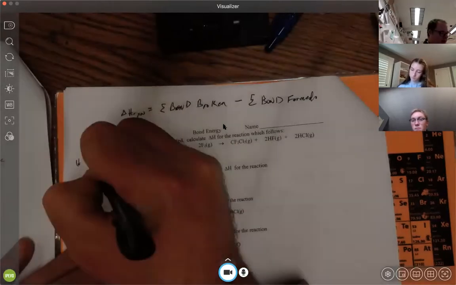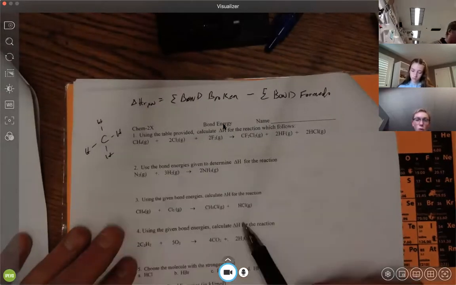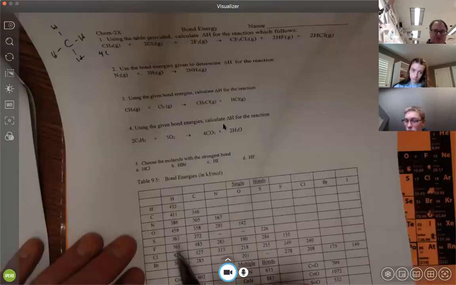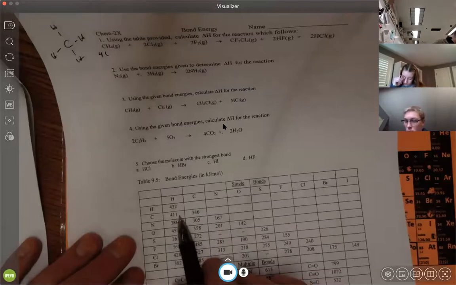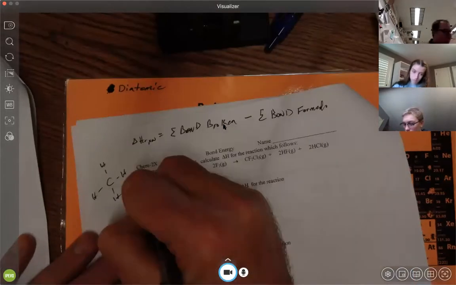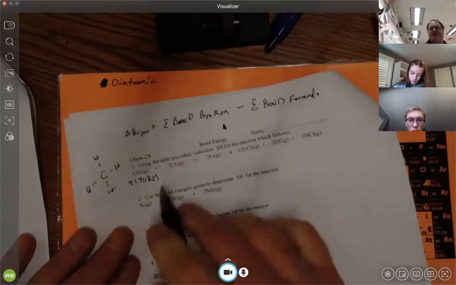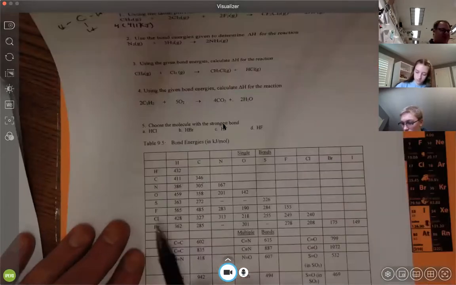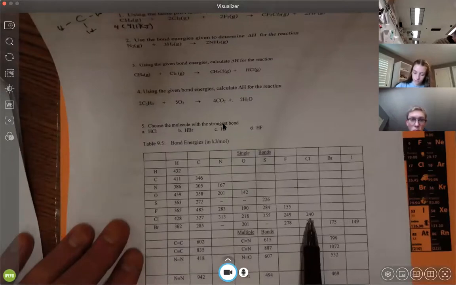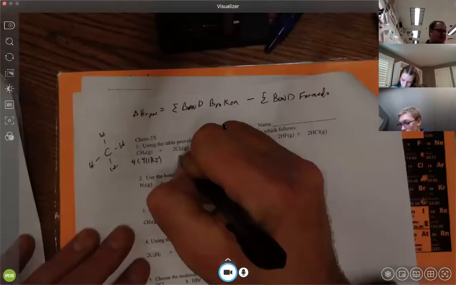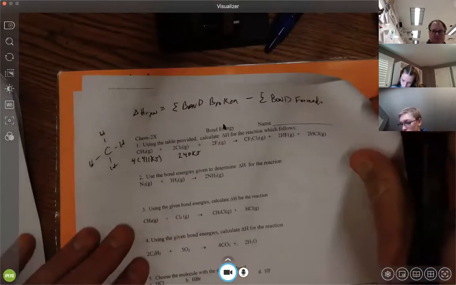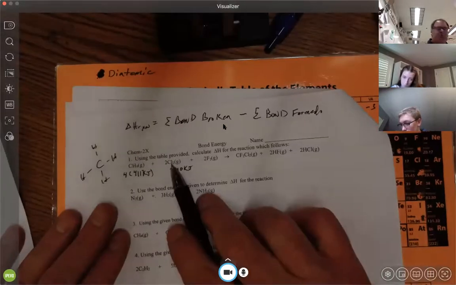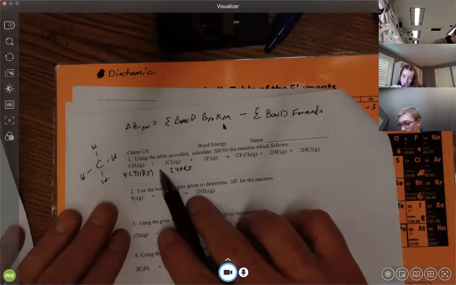So how many carbon-hydrogen bonds are there? 4. So we take 4 and we multiply it by the carbon-hydrogen bond energy, which is 411 kilojoules. Then we're going to add it. So how many Cl bonds do we have for Cl2? 2. So Cl, 240 kilojoules. But here's the problem. This is kilojoules per mole. So even though we have one Cl bond, we have 2 moles of them. So that means we need to multiply that by 2.